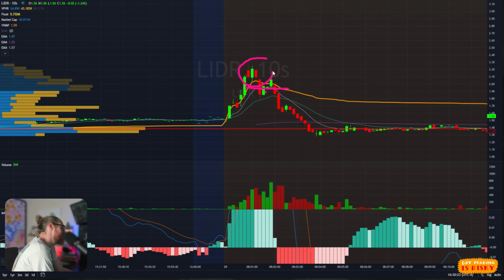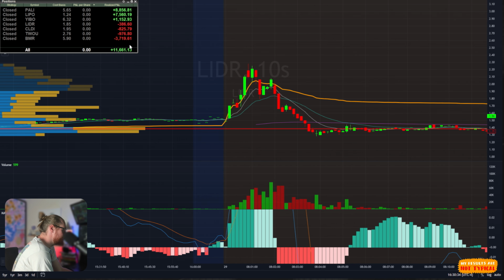But again, that could have been a small base hit, but I didn't take my profit off the table because now at this point, I was down $3,700 on the day. And I'm thinking I need more than 20 cents a share to kind of get me out of the hole. I need a nice trade. And that unfortunately didn't happen on LIDR. So now I'm down $4,000.